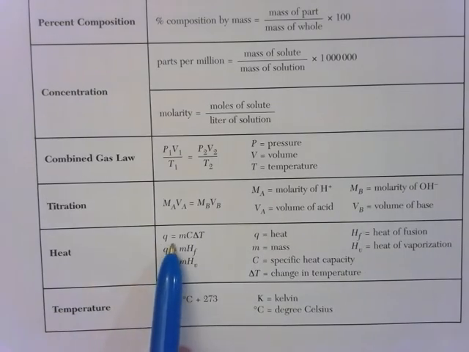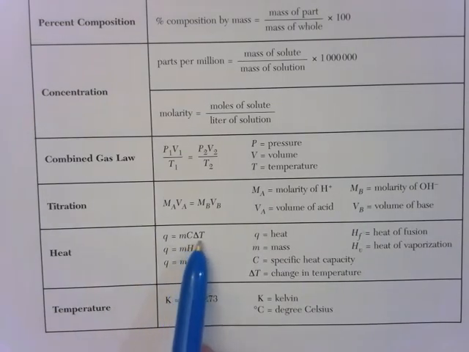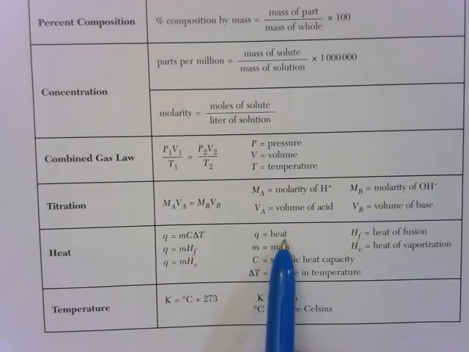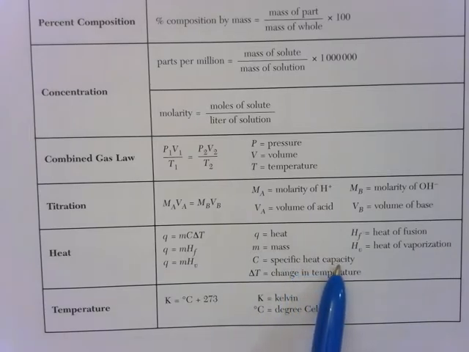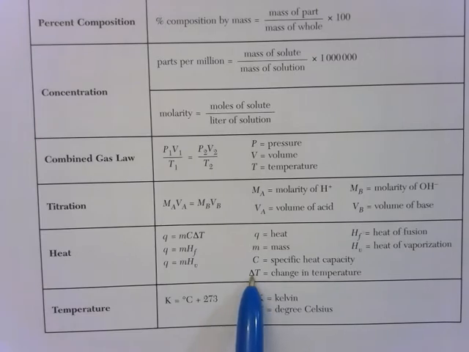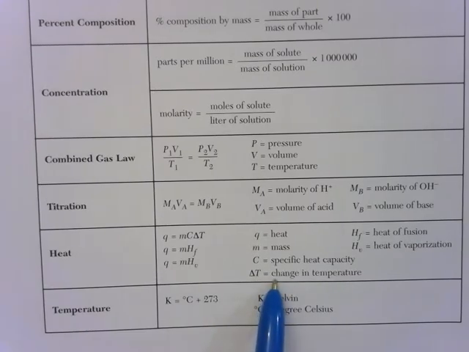Q is equal to mc delta T, where the symbol Q stands for heat or quantity of heat, M stands for mass, and C stands for specific heat capacity. We'll be talking about that a little bit later. Finally, there's also this symbol, triangle T, which is the Greek letter delta. Delta T is change in temperature.